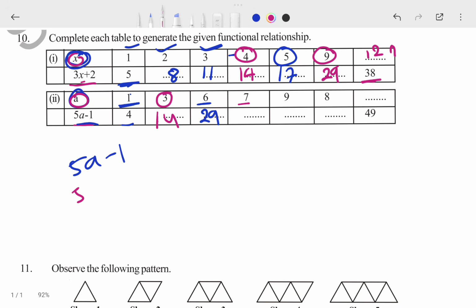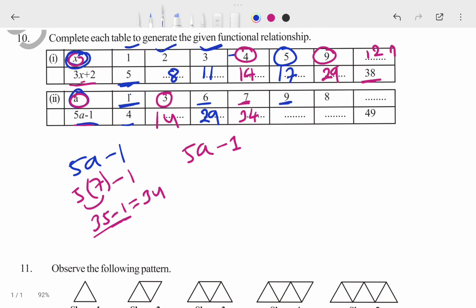So here we have to take 7. We take 7 minus 1: 5 into 7 is 35, minus 1, it is going to be 34. If you subtract 35 minus 1, that's going to be 34. So the answer is 34. Now here it is given 5a minus 1, where a is 9. So 5 into 9 is 45, minus 1, it is going to be 44. So the answer is 44.